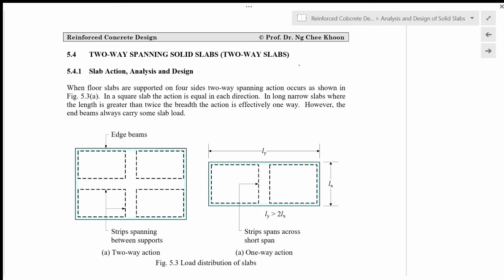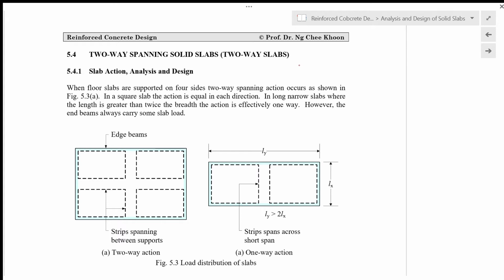In this video, I'm going to show you a lecture on two-way spanning solid slabs, or in short, we call it two-way slabs. So first, we look at the slab action, analysis and design.